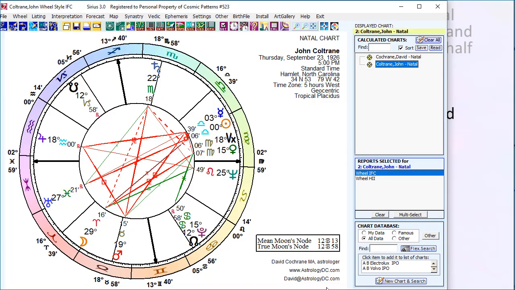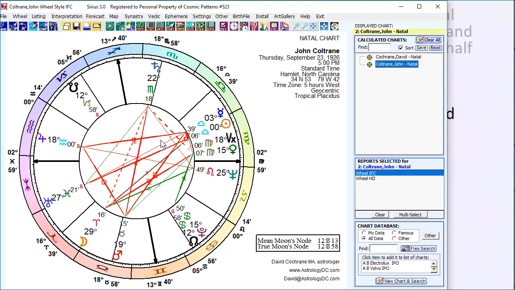Here's John Coltrane's birth chart. And there's a very conspicuous Mars square Jupiter. Now it's slightly over a degree orb, from exactly 18 Aquarius to 19 Taurus 15. That in itself is not extremely important to us, but interestingly, Mercury is making a sesquiquadrate to both Mars and Jupiter. All the aspect lines look thick.